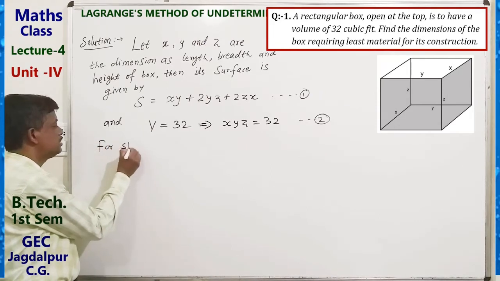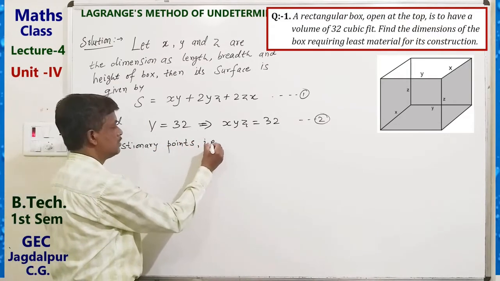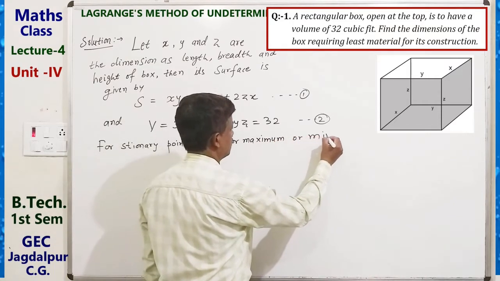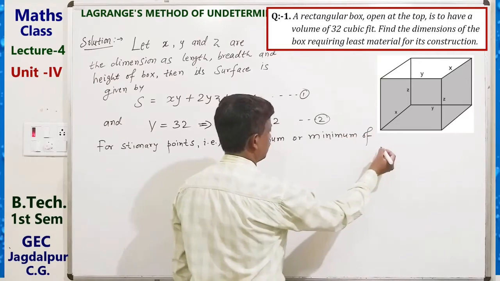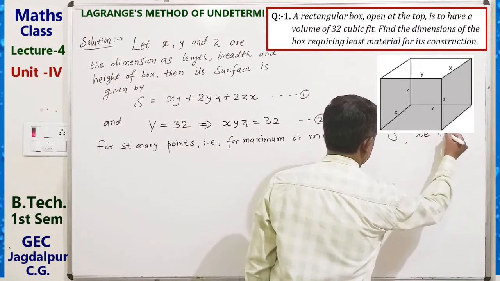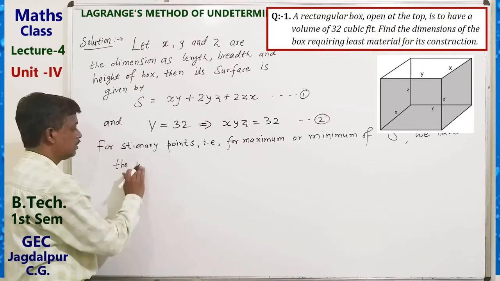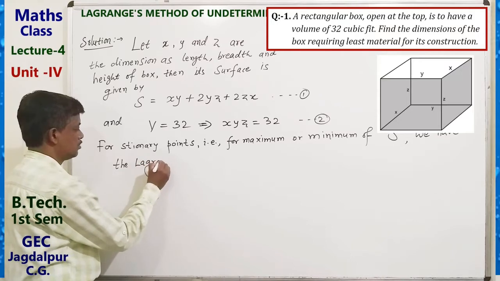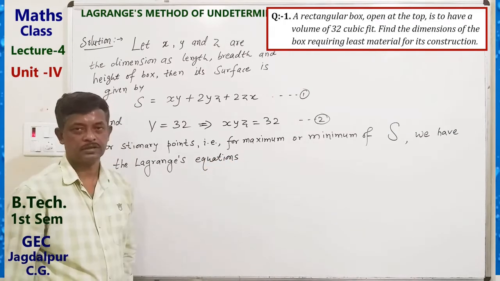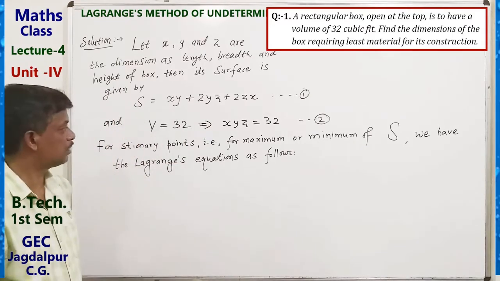Here, for stationary points, that is, for the maximum or minimum of S, we have the Lagrange's equations as follows. What will be the Lagrange's equations?